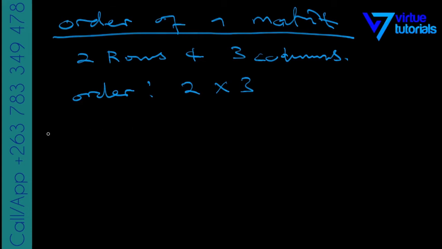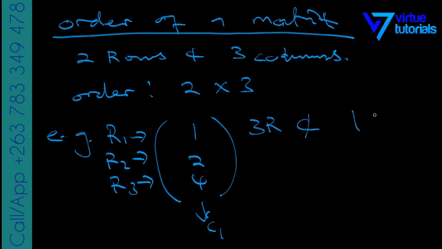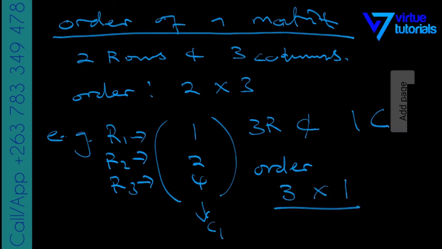So let's look at a few matrices and the orders that are there. Let's say we have a matrix like this, 1, 2, 4. This matrix has 1 row there, another row there, and a 3rd row there. And then it's got 1 column. So what do we know? It's got 3 rows and 1 column. That's going to give us an order of 3 by 1. So that's a 3 by 1 matrix.